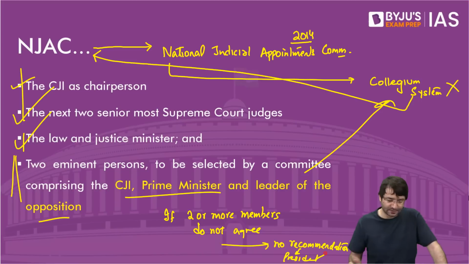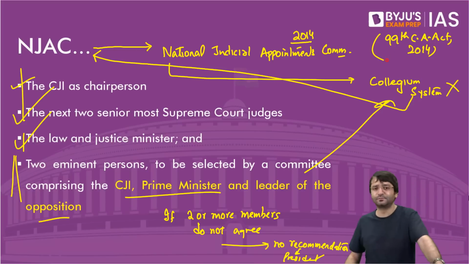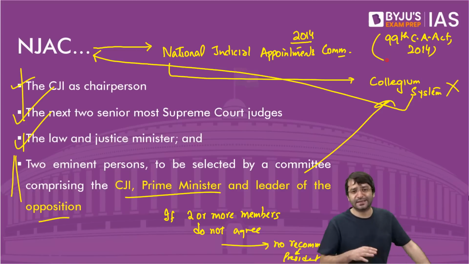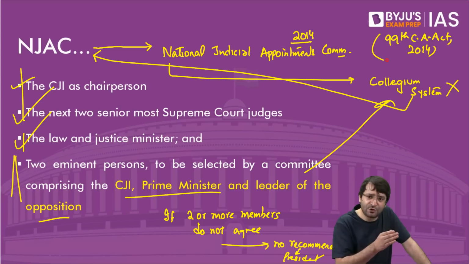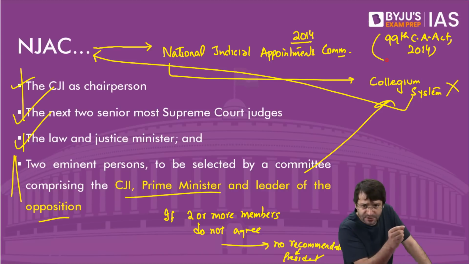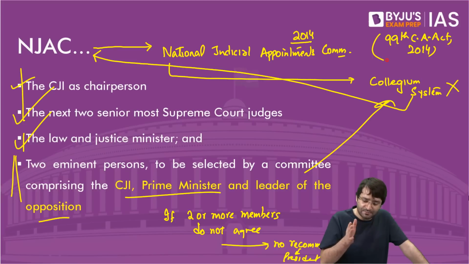NJAC was passed, 99th Constitutional Amendment Act, 2014. And to tell you, this NJAC bill was passed by both houses of the Indian Parliament by special majority, and then before it was sent to President for signature, it was sent to all the state legislatures in India. Only when at least half of the states agreed, then NJAC bill was sent to President for signature. President signed this bill, NJAC became a law, it became an act.